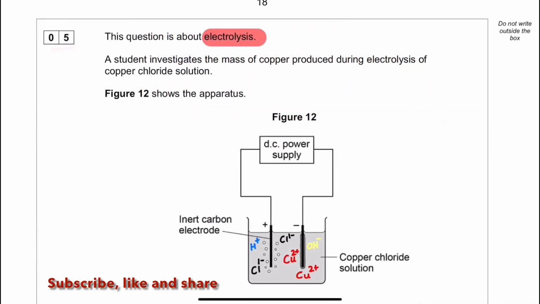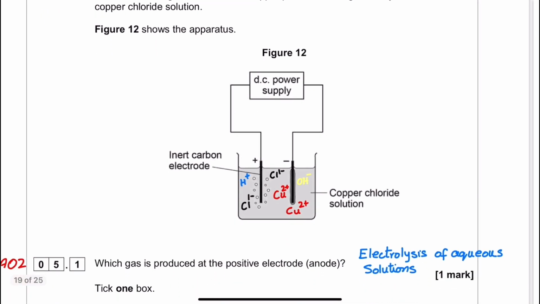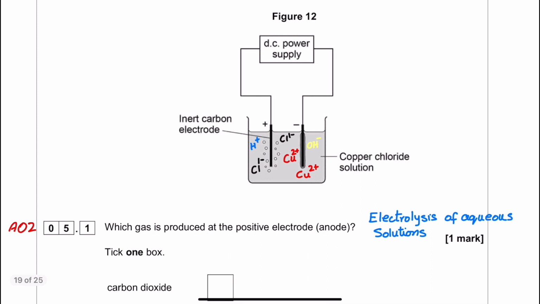Question number 5. This question is about electrolysis. A student investigates the mass of copper produced during electrolysis of copper chloride solution. Figure 12 shows the apparatus. Here in the apparatus, we know that the inert carbon electrodes are given, copper chloride solution is given, and DC power supply is given here.